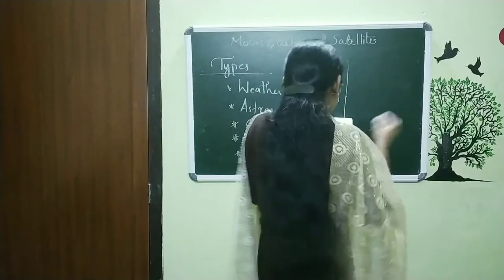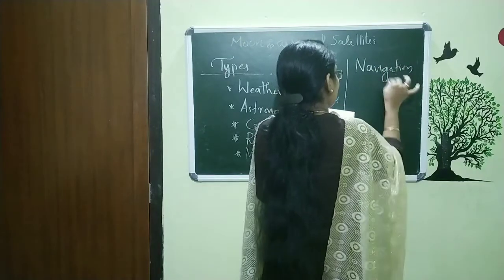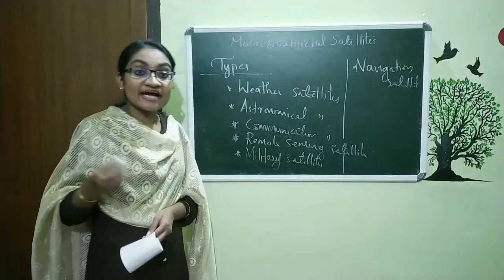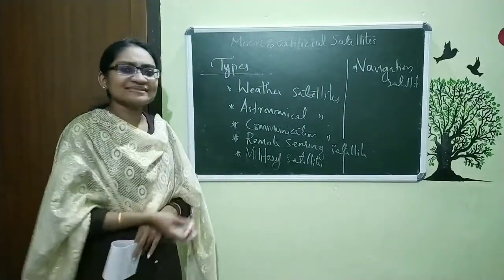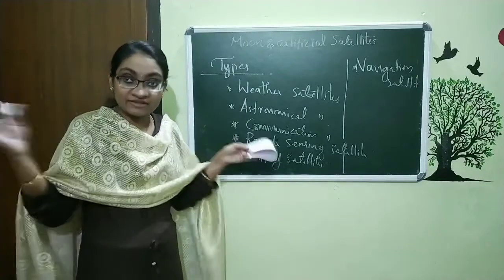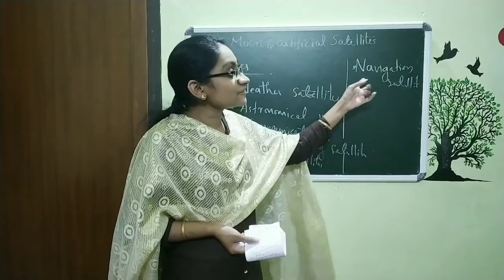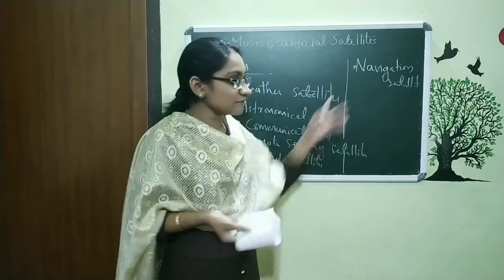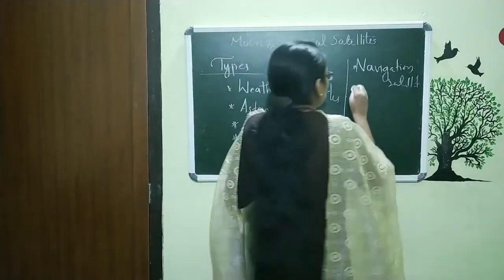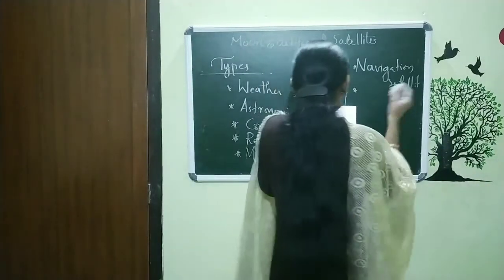Another is navigation satellites. Actually, these navigation satellites are to identify the location. When you take Google Maps, you can see the location properly. You can see the map, you can see the buildings, everything is there in the map. How is it possible? It's possible because of the navigation satellites. So the purpose of a navigation satellite is to locate the place. That's all.